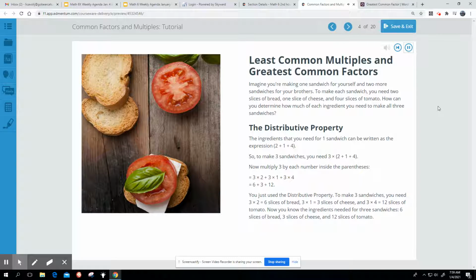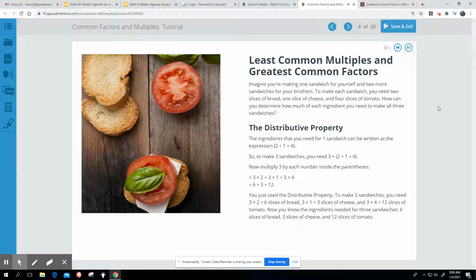Imagine you're making one sandwich for yourself and 2 more sandwiches for your brothers. To make each sandwich, you need 2 slices of bread, 1 slice of cheese, and 4 slices of tomato. How can you determine how much of each ingredient you need to make all 3 sandwiches?